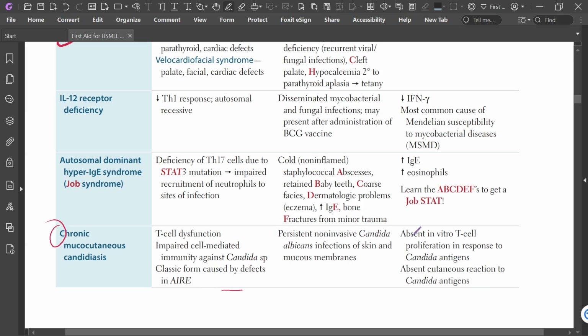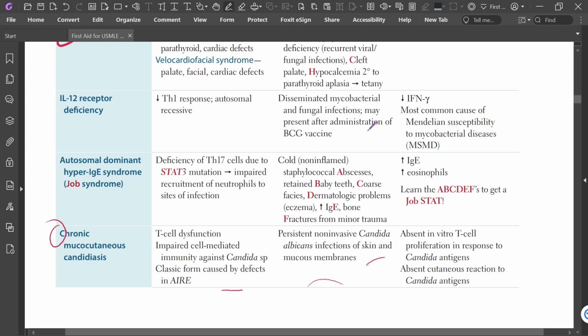There is persistent non-invasive Candida albicans infection of the skin and mucous membranes. So chronic mucocutaneous candidiasis, always think of candida. There is absent in vitro T cell proliferation in response to candida antigen and absent cutaneous reaction to candida antigen.